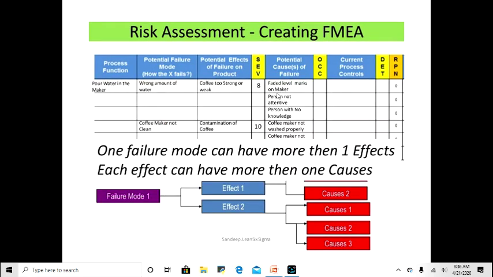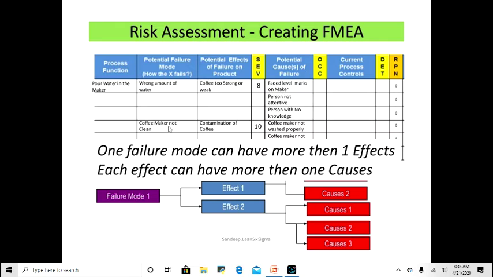Fine. So why is it not clean? The coffee maker is not washed properly. So for one failure mode, if a wrong amount of water is added, there are three reasons for it. Causes: for one failure mode, the causes may be three, one, or more than that. Wrong amount of water may be due to the faded level, the person not being attentive, or the person not having knowledge. So one failure mode amounts to three different causes.